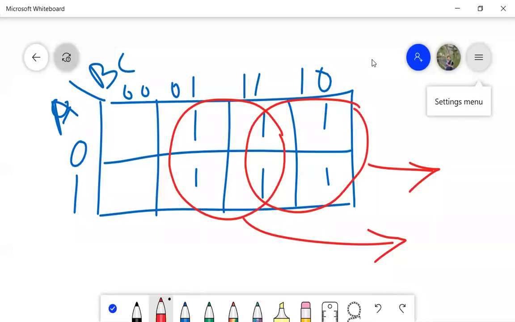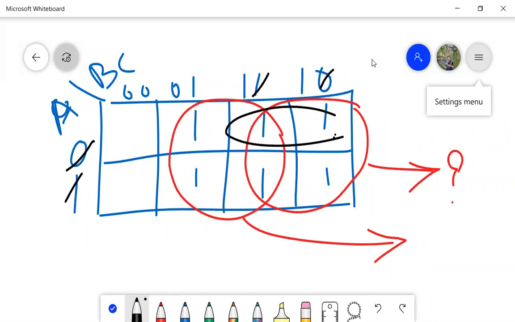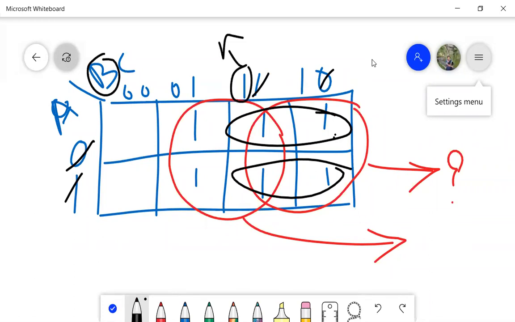Now let me write the expression for this. How will I solve it? For this block, this 0 and 1 will get cancelled. Again here, 1 and 0 will get cancelled because this quad is related to these two cells. Now what is left out? This one is left out, which represents this B over here. 1 is equivalent to B.